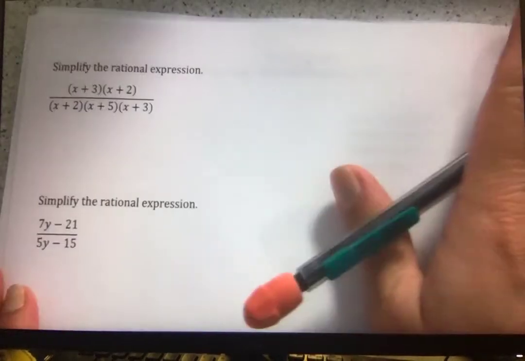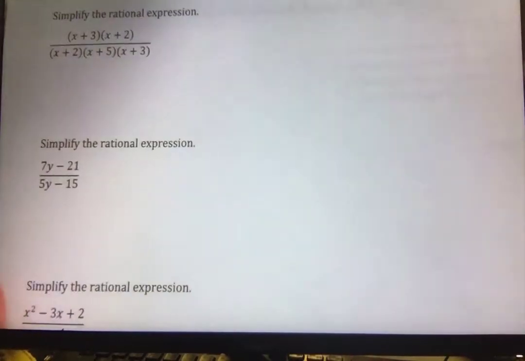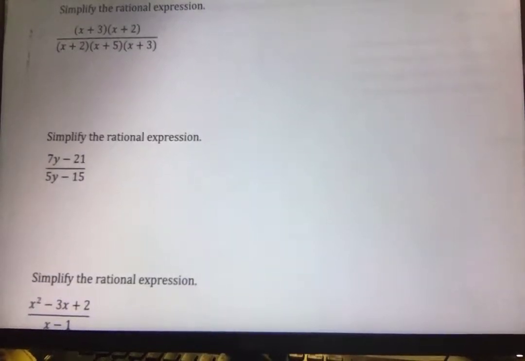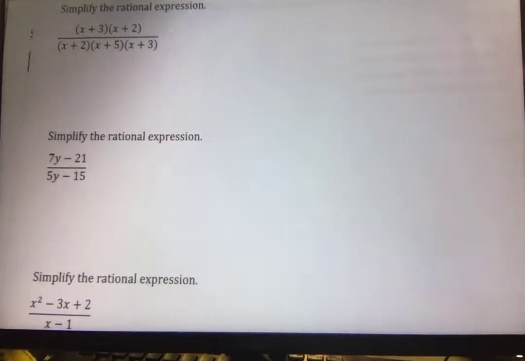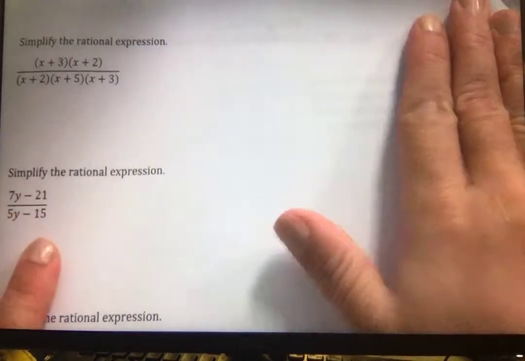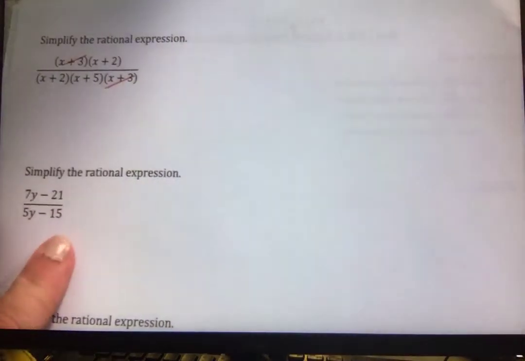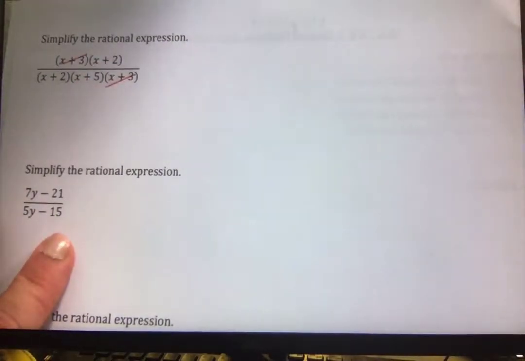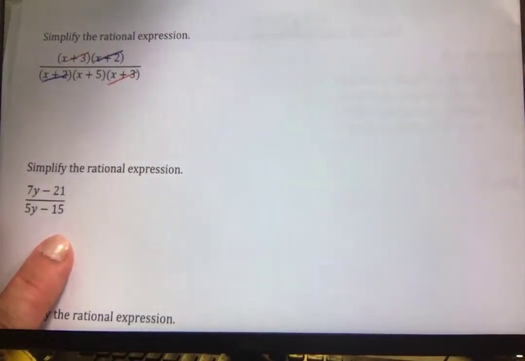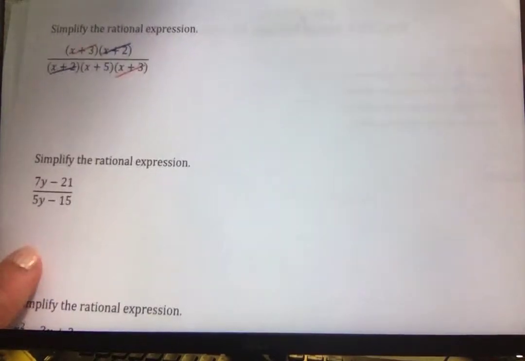All right, so simplify the rational expression, simplifying the fraction x plus 3 times x plus 2 all over x plus 2 times x plus 5 times x plus 3. Help me out. What factors can cancel out? X plus 3 on top and the bottom. X plus 3 divided by x plus 3 is 1, so they can be canceled out. What else? X plus 2 on top and the bottom. X plus 2 divided by x plus 2 is 1.